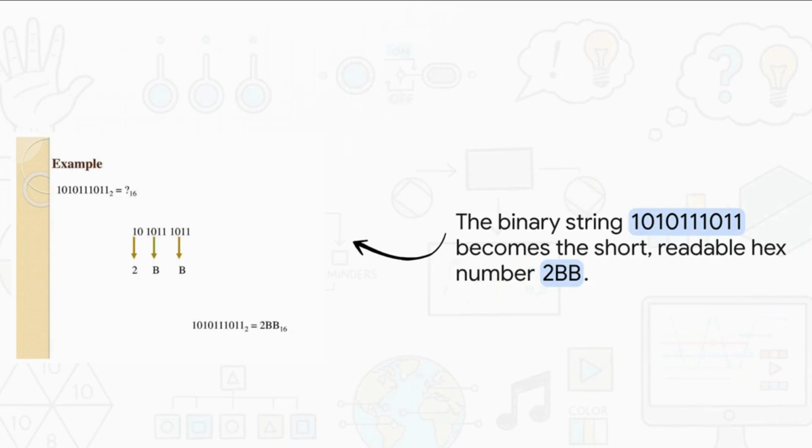And this is where the magic happens. Look at that long binary string, 101111101. Okay, let's group it into 4s from the right. The first group is 1011. In decimal, that's 11, which is the letter B in hex. The next group is 1011 again. Hey, another B. And the last little bit is 10, which we can think of as 0010, and that's just 2. So that crazy long binary string becomes the simple, easy-to-read hex number 2BB. It's the exact same information, just way, way easier for a person to look at.